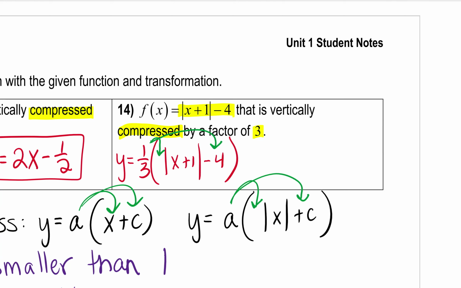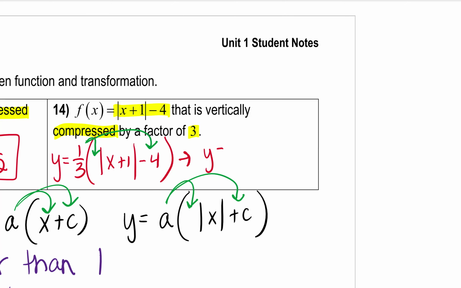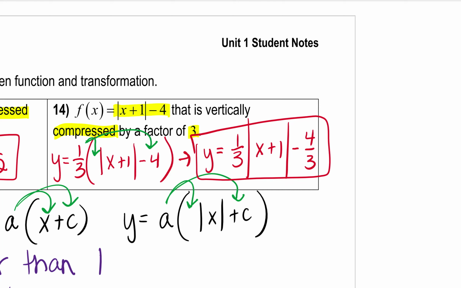So now I'll just go ahead and rewrite my answer. So I have y equals 1/3 absolute value, because my x plus 1 doesn't change, it can't. And then 1/3 times negative 4 is just negative 4/3. That doesn't divide, which is fine. I don't have to do anything else with it. It's just stuck as a fraction forever. So if you hate fractions, that's okay. We're not actually having to add or subtract with them. So that's it. That's your answer.